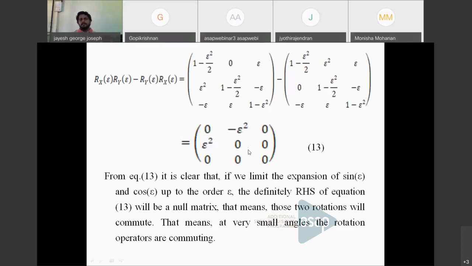And this is the reason we initially said that if the angle is very small, if the rotation is very small, then the rotations will commute. The non-commuting nature of rotation appears with the angle; the lowest order happens at epsilon square. That means up to the order epsilon, the two operations converge. From epsilon square onwards, they start to deviate. And if the angle is higher and higher, this quantity becomes large, and that is the nature.